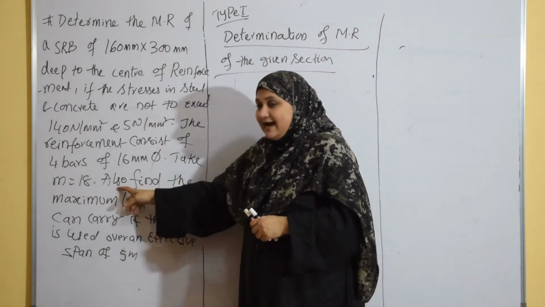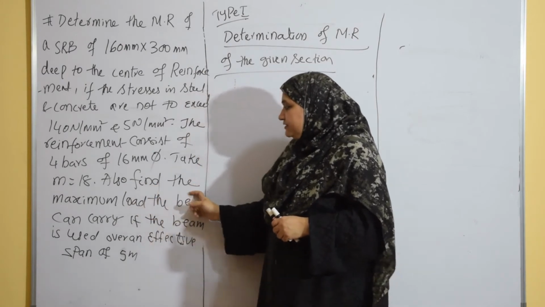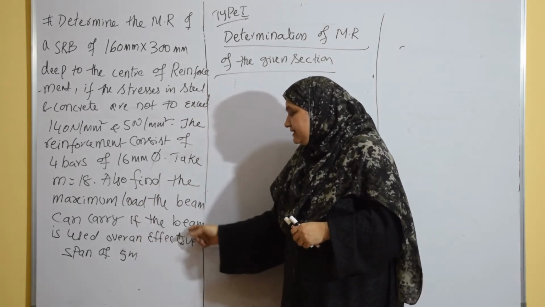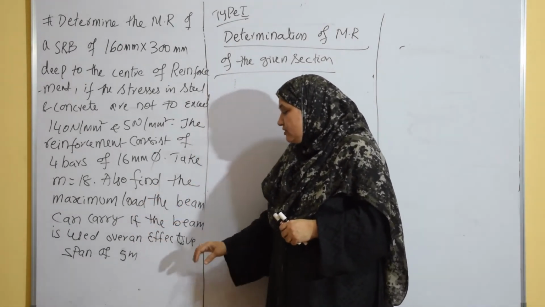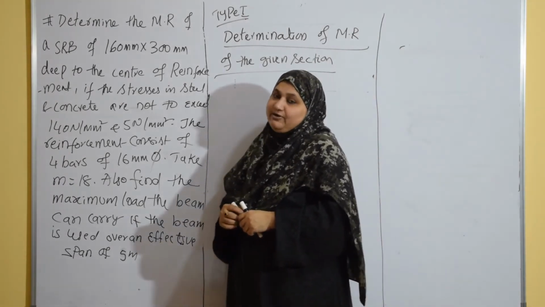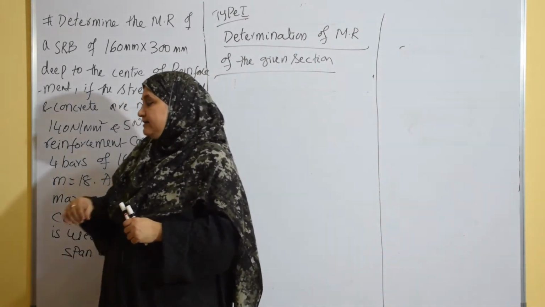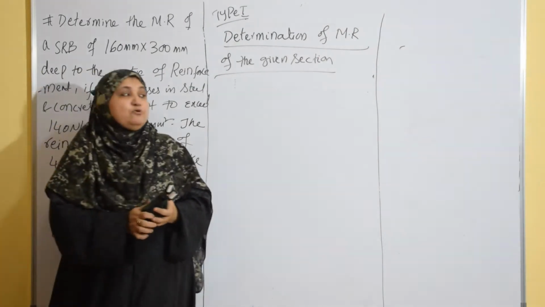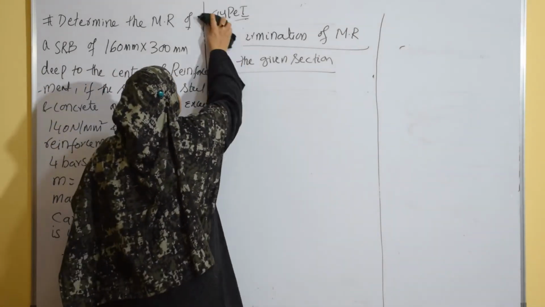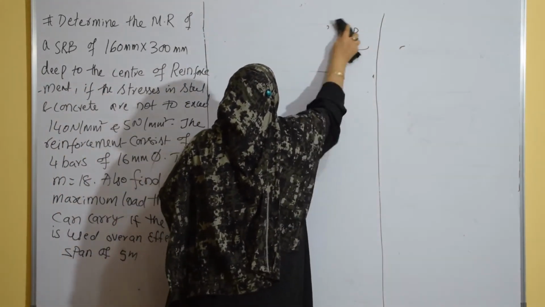Another question is also added to it. Also find the maximum load the beam can carry if the beam is used over an effective span of 5 meters. That part I'll explain once I get the moment of resistance. So let us solve step by step.